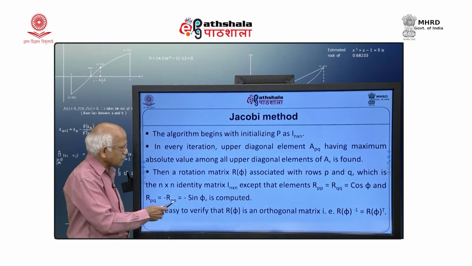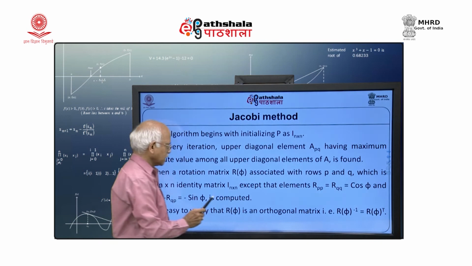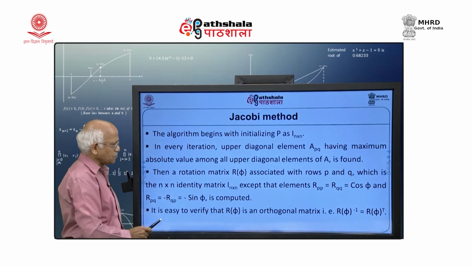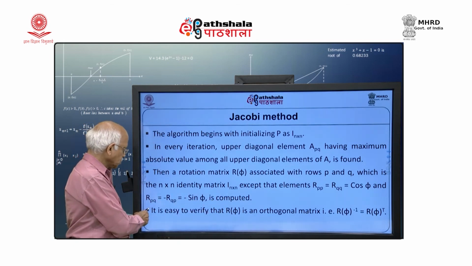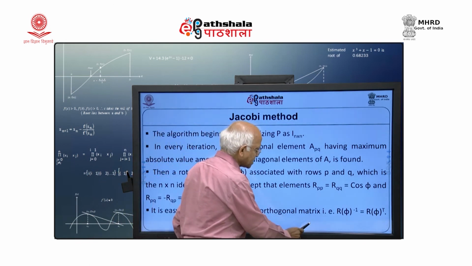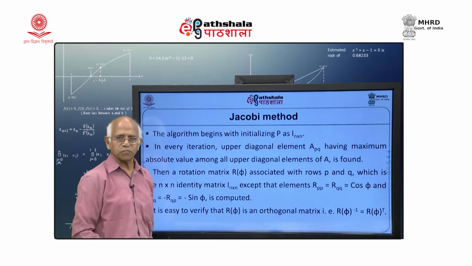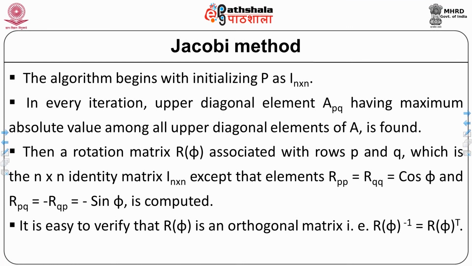So, now here we get R_pp and R_qq as cos phi, and R_pq and minus R_qp as minus sin phi, and then this becomes a rotation matrix. It is easy to verify that R(phi) is an orthogonal matrix, that is, R(phi) inverse will be the same as R(phi) transpose. That we can easily check by multiplying R(phi) transpose with R(phi); you will get an identity matrix.